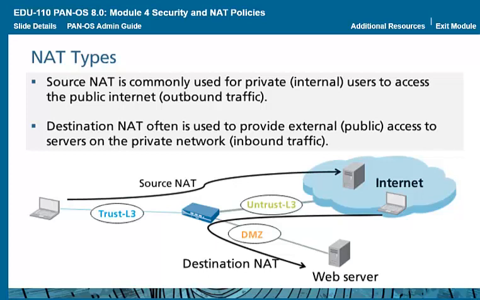For both source and destination NAT, the firewall maintains the mapping of pre-NAT to post-NAT IP addresses. In the example shown, both the Trust L3 zone and DMZ zone are within the private network. The Untrust L3 link is the firewall's connection to the Internet. Note, this example shows the common practice of creating a DMZ zone for the purpose of securely segmenting externally accessible web servers.